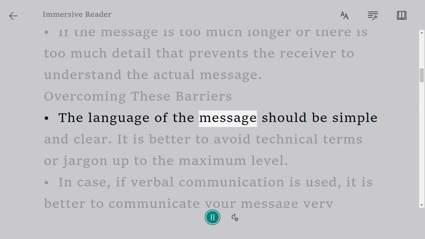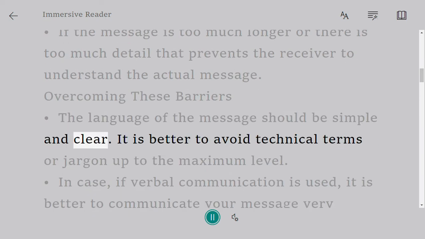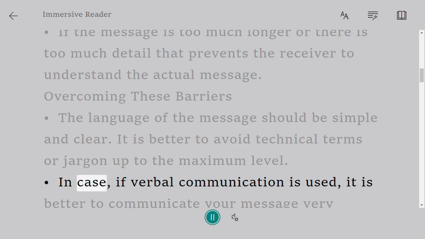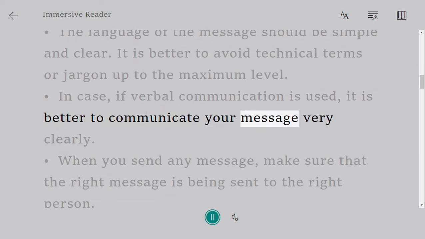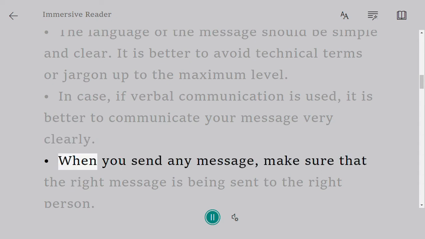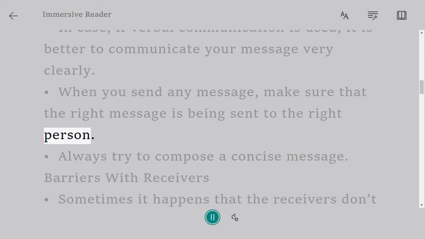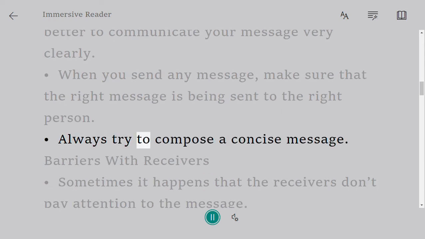The language of the message should be simple and clear. It is better to avoid technical terms or jargon up to the maximum level. In case verbal communication is used, it is better to communicate your message very clearly. When you send any message, make sure that the right message is being sent to the right person. Always try to compose a concise message.